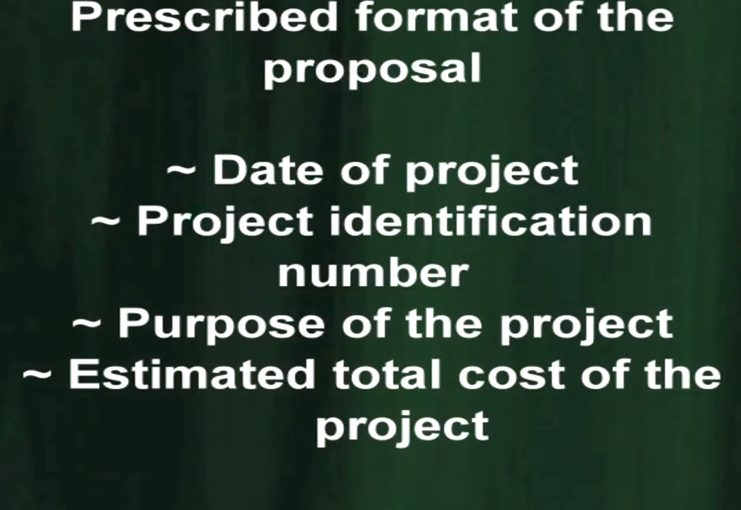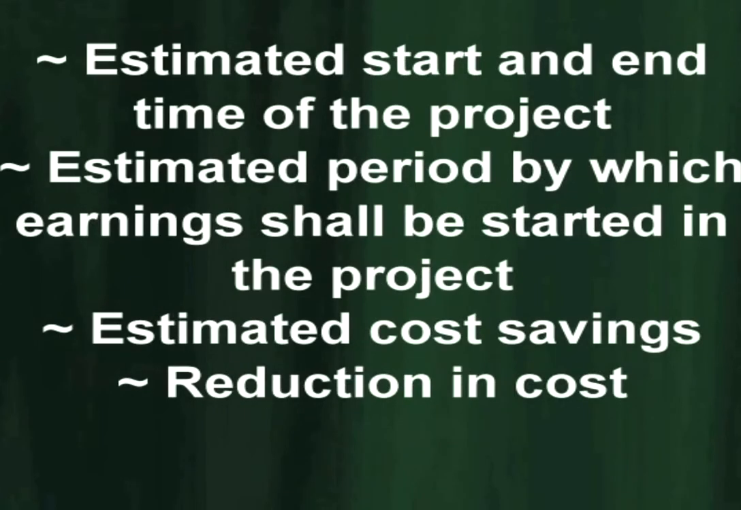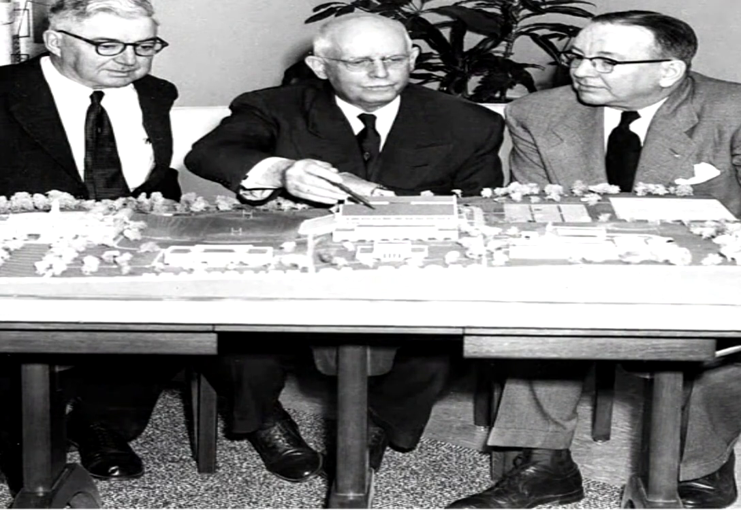Second comes assembling of the proposal. When the investment proposal has originated, then presentation of the proposal shall take place. The proposal needs to be presented in a prescribed format. It shall include the date of the project, project identification number, purpose of the project, estimated total cost of the project, estimated start and end time of the project, estimated period by which earnings shall start in the project, and estimated cost savings and reduction in cost. This proposal shall be presented to the planning committee.